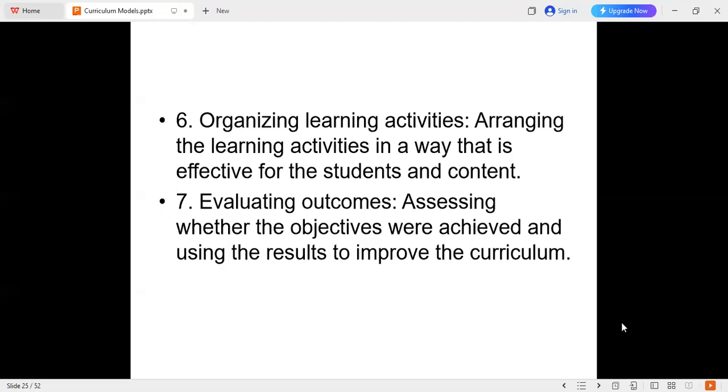Through that only we can develop what she expected, skills development. Thereby in a model, she recommended learning activities. That is the new thing in the history of curriculum models. Number 7, evaluating outcome, assessing whether the objectives are achieved and using the results to improve the curriculum.